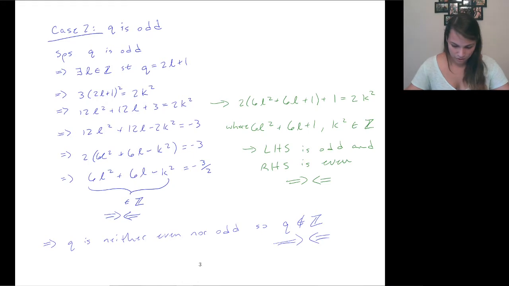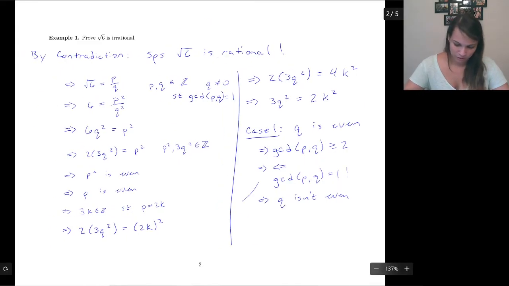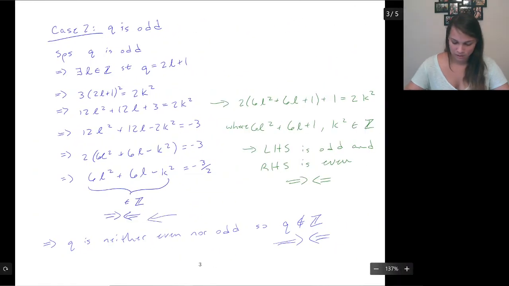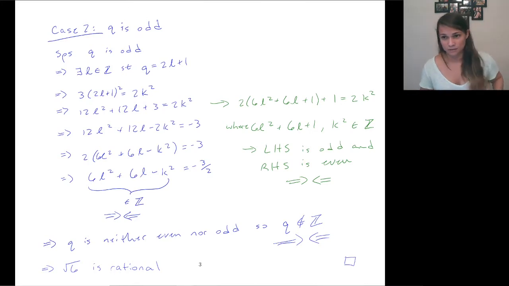So there we go. We've got lots of contradictions in this particular proof. We had case 1, we were able to conclude that q wasn't even. From case 2, we were able to conclude that it wasn't odd. We were able to put that together to make one big contradiction for the entire proof. So then that implies square root of 6 is rational. Otherwise, we get bogus stuff. So more intense than the square root of 2, but still very doable.